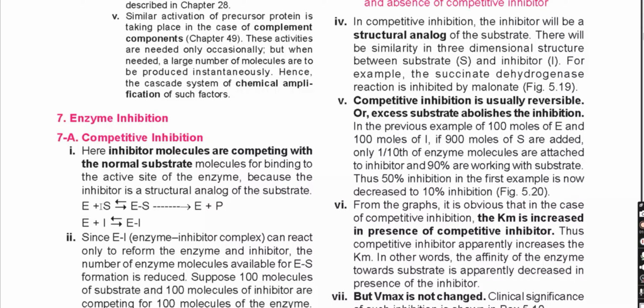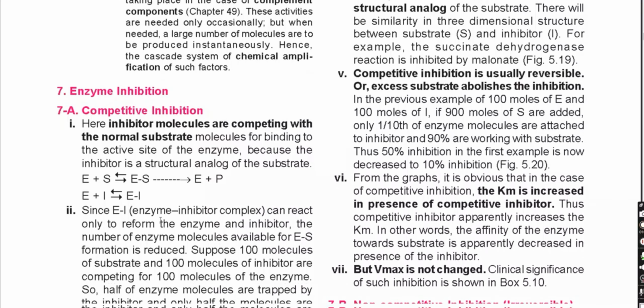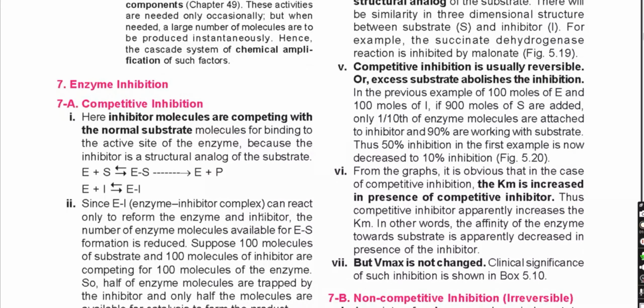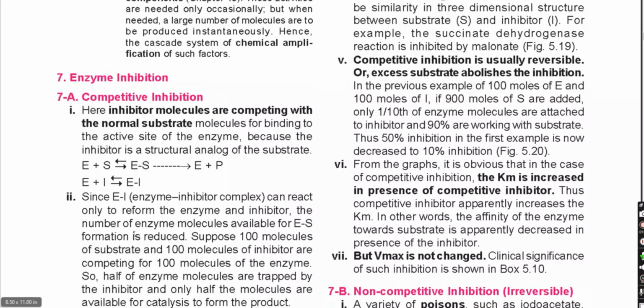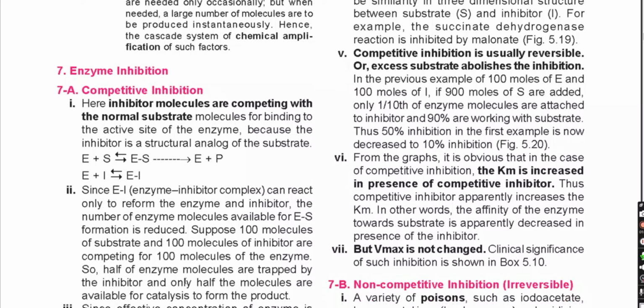Since the EI, or enzyme-inhibitor complex, can react only to reform the enzyme and inhibitor, the number of enzyme molecules available for ES formation is reduced. Suppose 100 molecules of substrate and 100 molecules of inhibitor are competing for 100 molecules of enzyme. Half of the enzyme molecules are trapped by the inhibitor and only half are available for catalysis to form the product. So number 3, since the effective concentration of the enzyme is reduced, the reaction velocity is decreased.